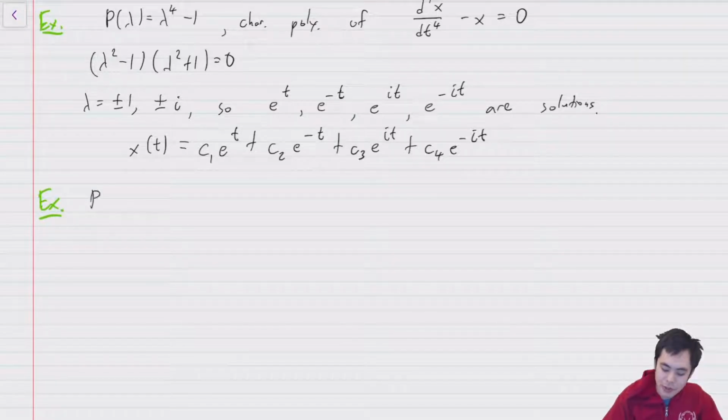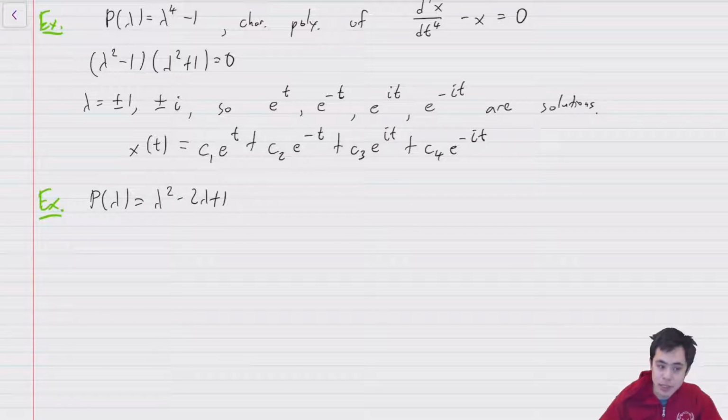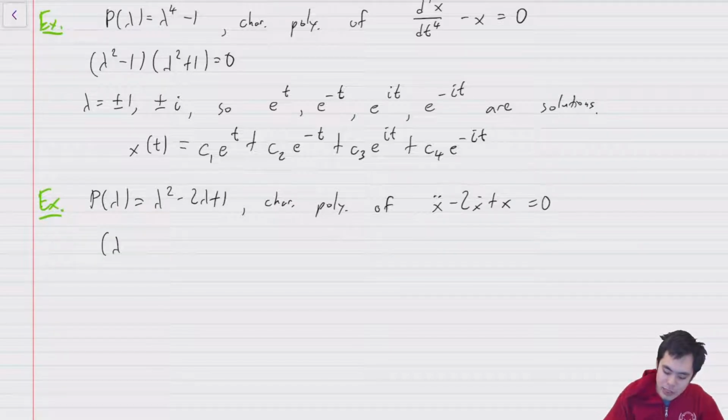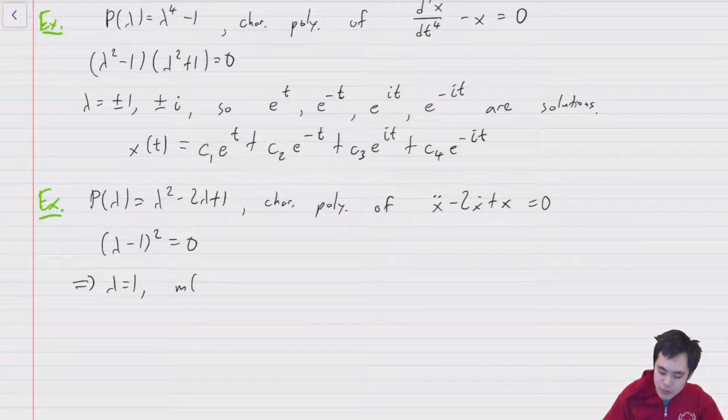What if the roots have higher multiplicity? So let's say p of lambda is equal to lambda squared minus 2 lambda plus 1. So this is the characteristic polynomial of the homogeneous equation x double dot minus 2x dot plus x is equal to 0. Well, we get lambda minus 1 squared is equal to 0. So lambda is equal to 1, and m of lambda is equal to 2. So the multiplicity of the only root is equal to 2.